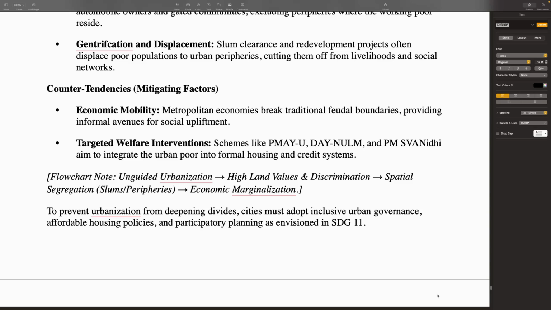To prevent urbanization from deepening divides, cities must adopt inclusive urban governance, affordable housing policies, and participatory planning as envisioned in SDG 11.